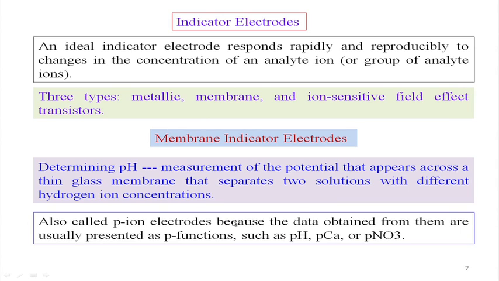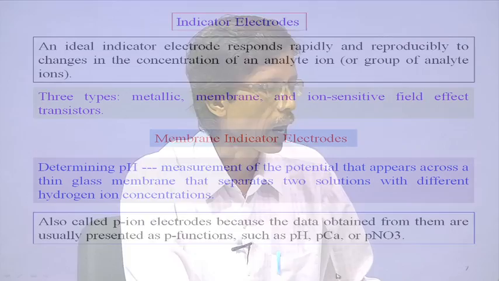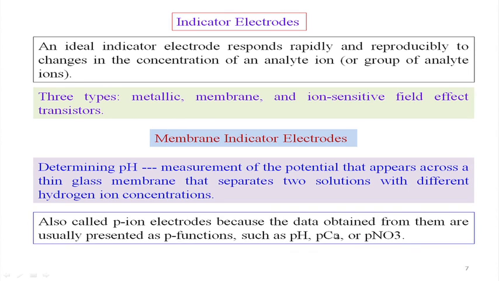So, the ion electrodes are a general term for all these species where we can determine the concentration of hydrogen ion, or the concentration of calcium ion or nitrate ions. You see these are all very useful for these determinations. The p ion electrodes, because the data obtained from them are usually presented as p functions. P functions are nothing but the negative logarithm of the corresponding concentration, as we present for hydrogen ion concentration. So, if it is presented for calcium concentration or nitrate concentration, you have the corresponding p functions for calcium ion as well as the nitrate ion.